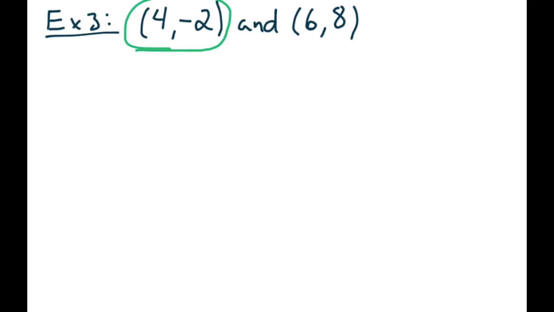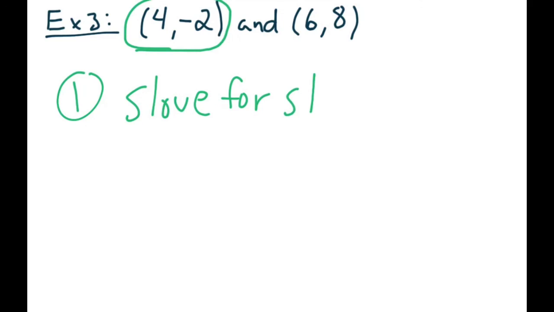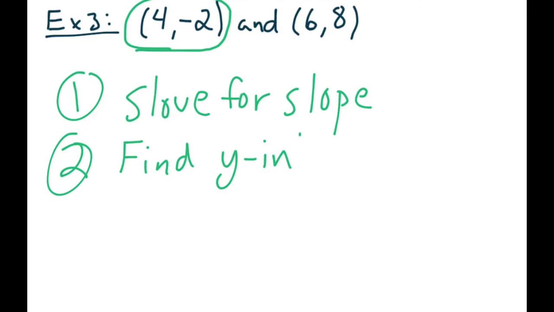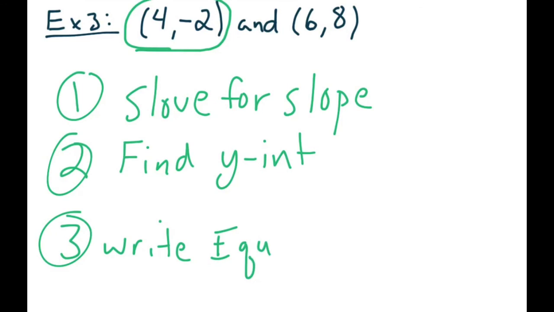So remember, first, solve for slope. And then second, find b, find your y-intercept. And then third, write the equation out. Okay, so these are the steps that you're going to want to do. Okay, so try this one by yourself and make sure you enter this answer into your Edpuzzle. Okay, enter this one in.